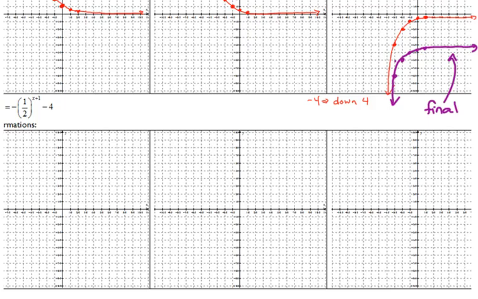What's going on here? We've got x plus 1 in our exponent, we have a negative in front, and then we've got minus 4 on the end. This one's a little bit different than the ones that we've done so far because this x is positive, it's not negative. So when your x is positive and you're adding or subtracting a number from it, it actually moves the opposite way from what we would expect.